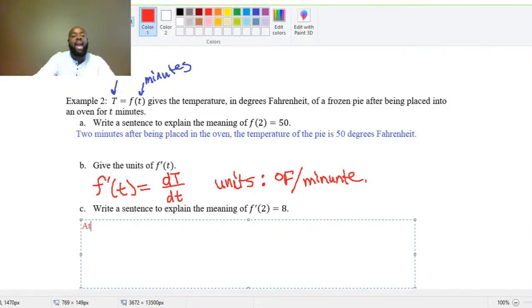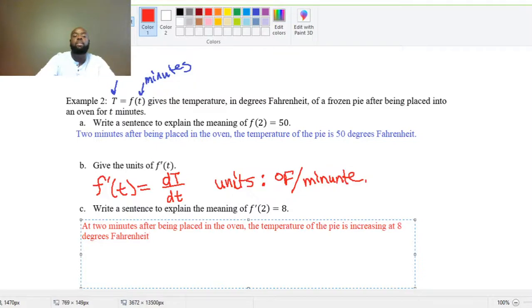We can say at 2 minutes after being placed in the oven, the temperature of the pie is increasing because that's a positive 8. And I'm going to give the actual rate at 8 degrees Fahrenheit per minute. All right. That is an interpretation of the derivative. All right. The other interpretation that I'm going to give is the one that's more useful. When you think about using that interpretation of the actual slope, it is more user-friendly or more applicable than saying, oh, it's just increasing at 8 degrees Fahrenheit per minute, right?